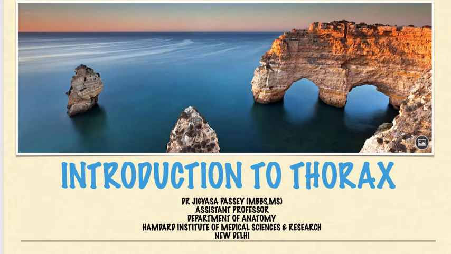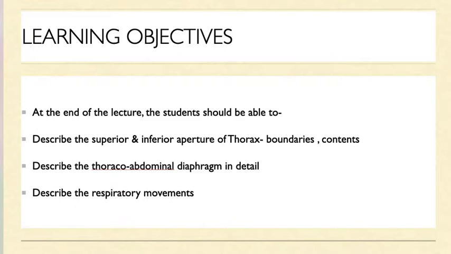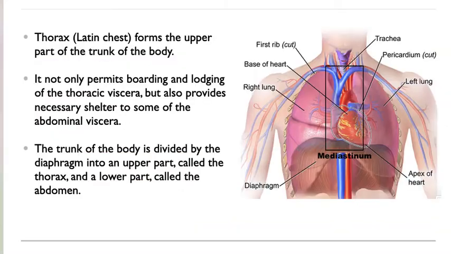So let's start with Introduction to Thorax. Now, the learning objectives are that at the end of the lecture, the student should be able to describe the superior and inferior apertures of the thorax, the boundaries and contents, describe the thoraco-abdominal diaphragm in detail, and describe the respiratory movements.